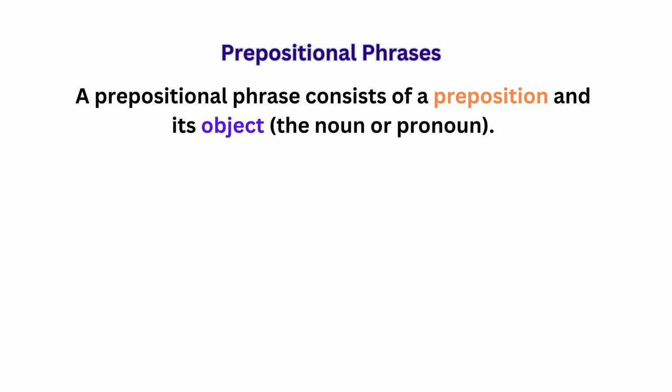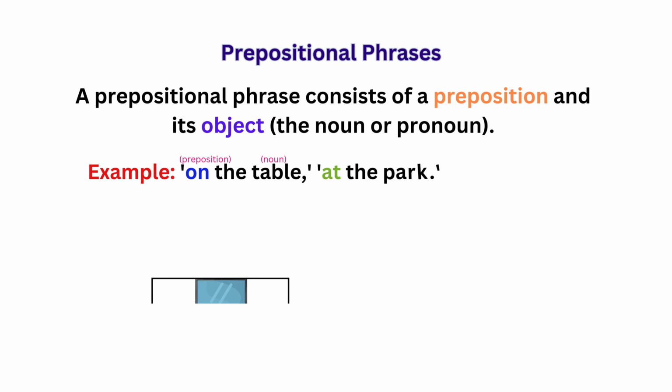A prepositional phrase is a group of words that begins with a preposition and ends with a noun or pronoun. It gives us more information about where, when, or how something happens. Here are the examples.